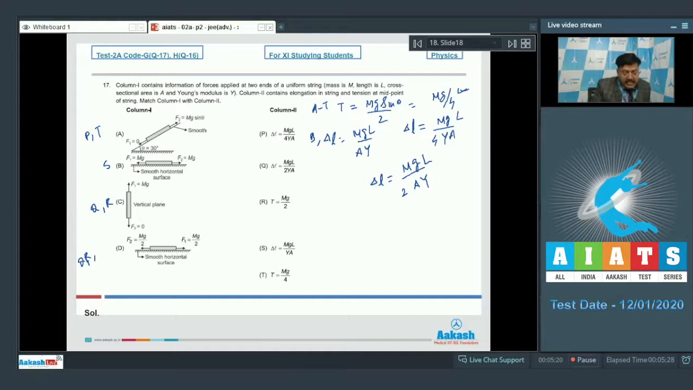So this is our matrix match for 17. A matches with P and T, B matches with S, C matches with Q and R, and D matches with Q and R. Let's now go to the next question.